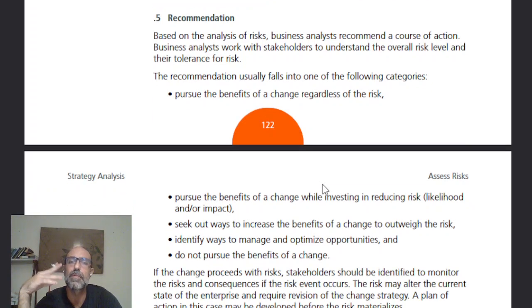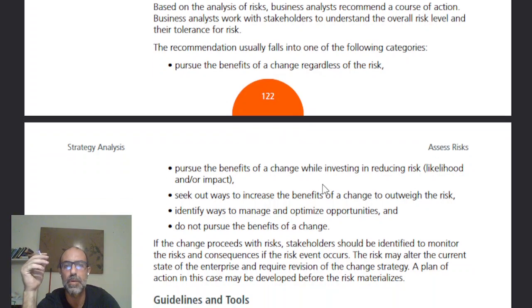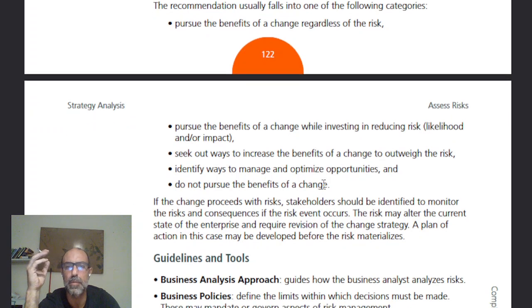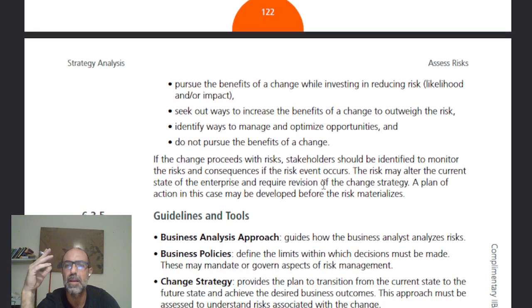Based on the analysis of risks, business analysts recommend a course of action. Business analysts work with stakeholders to understand the overall risk level and their tolerance for risk. The recommendation usually falls into one of the following categories. Pursue the benefits of change regardless of the risk. Pursue the benefits of change while investing in reducing risk.